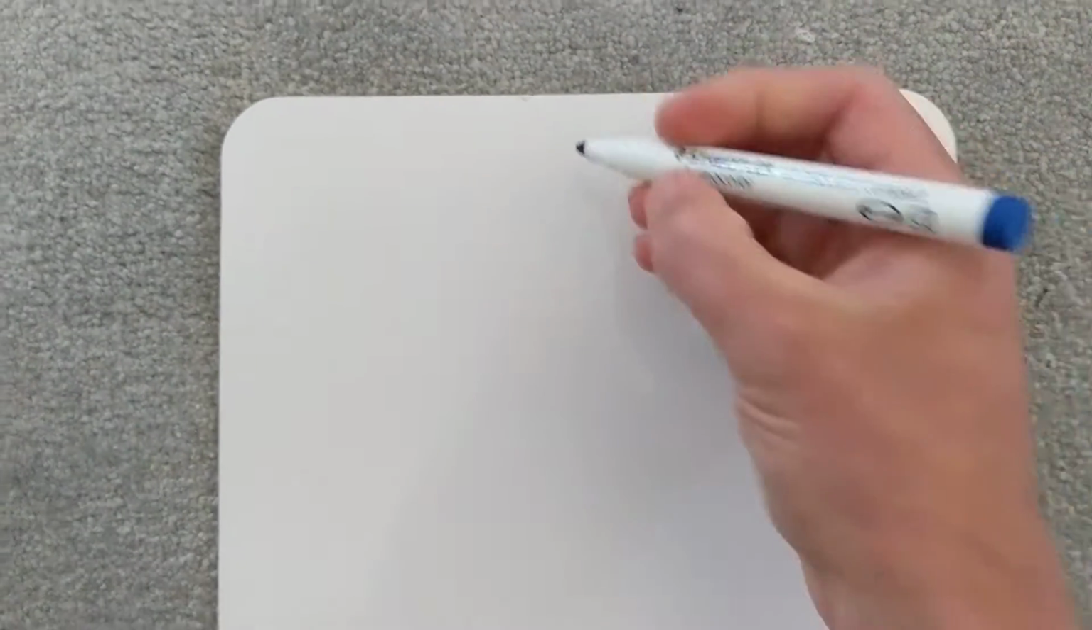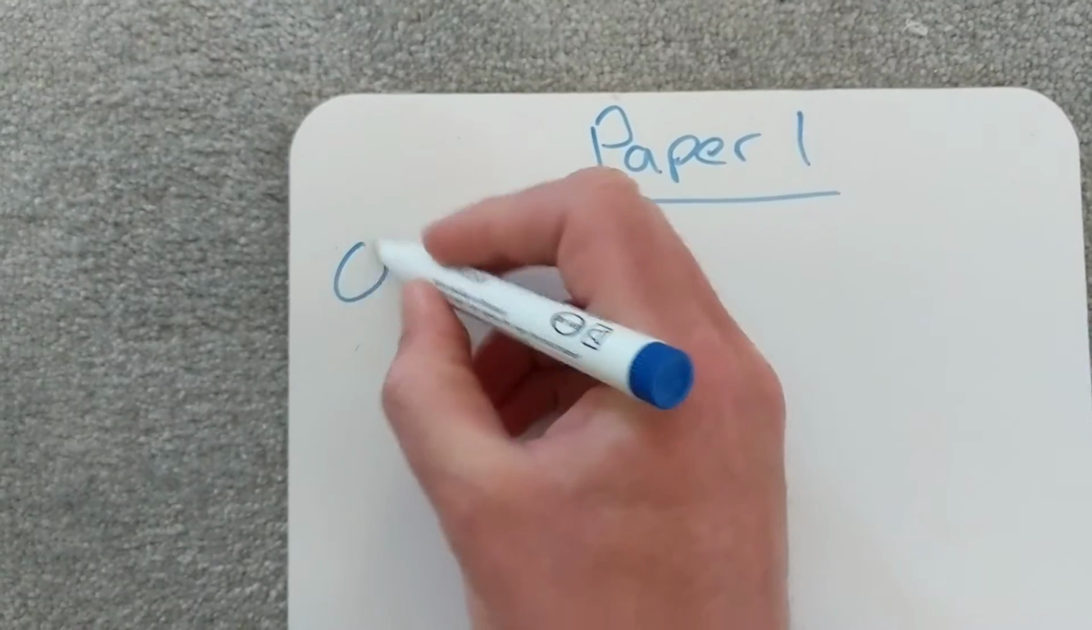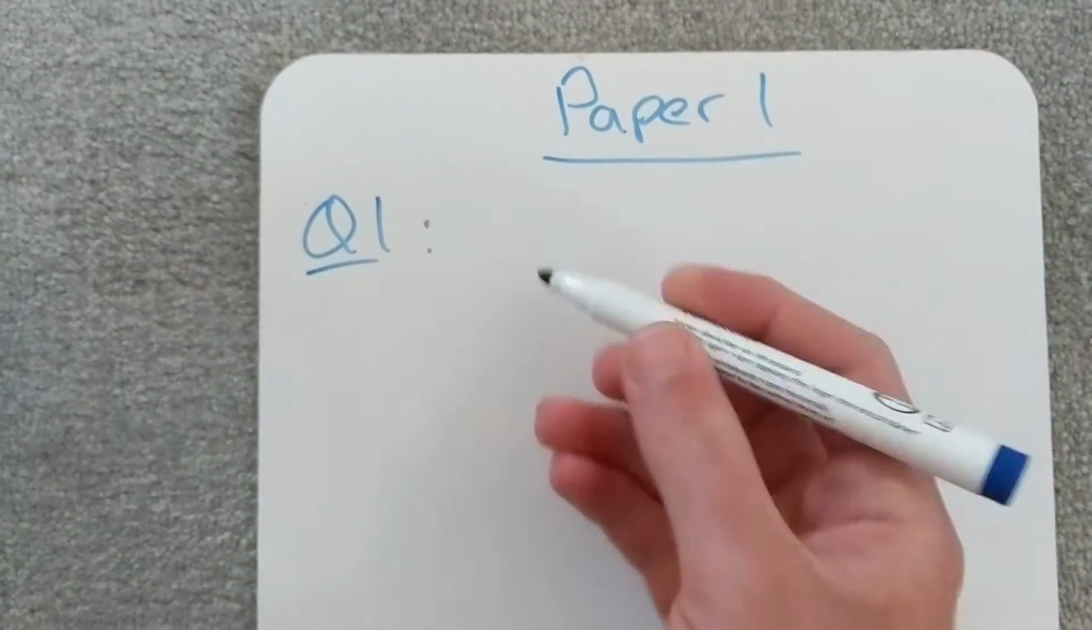Just to help Mrs. Ronnie and I when we're marking, if you're doing paper one, a wee title's always lovely. Paper one and question one. And then hopefully answer your question.